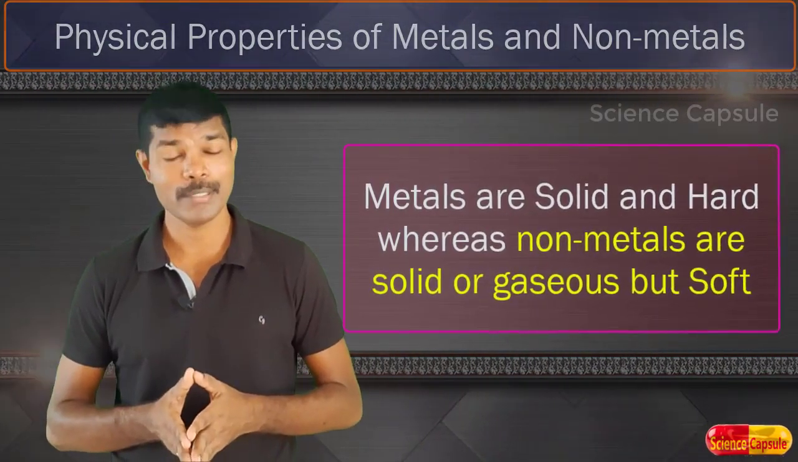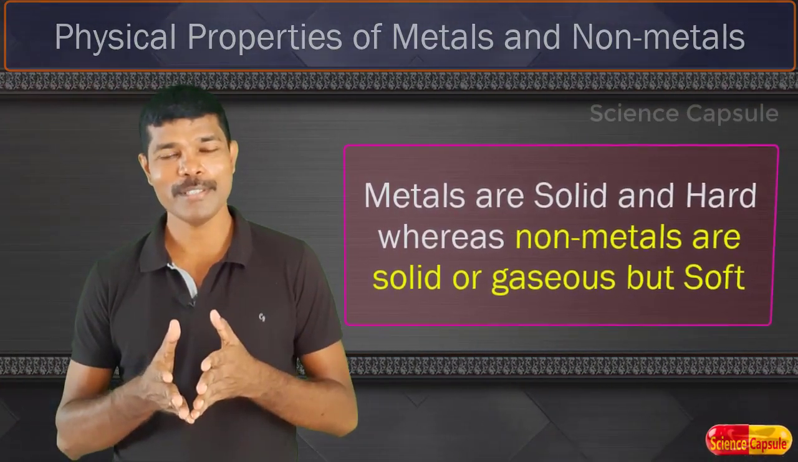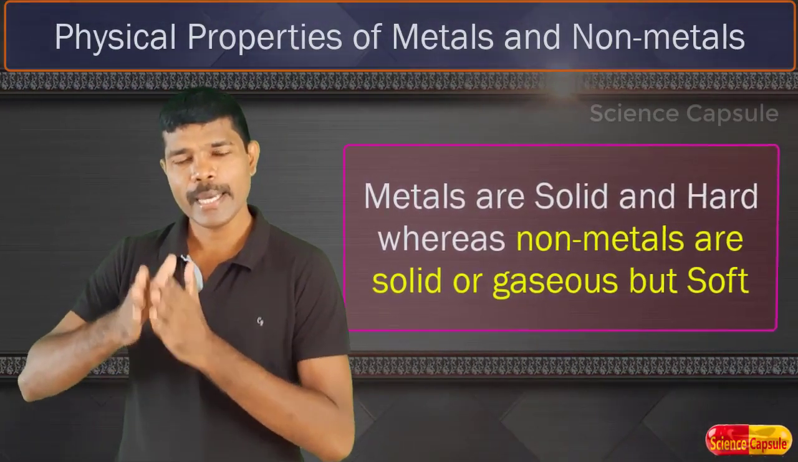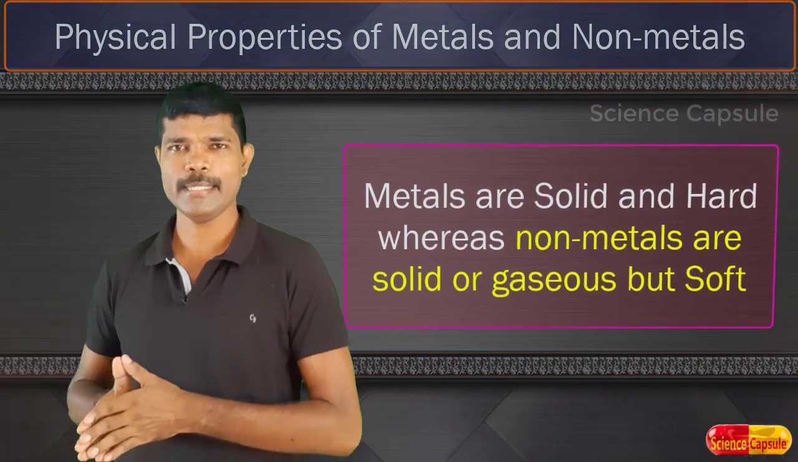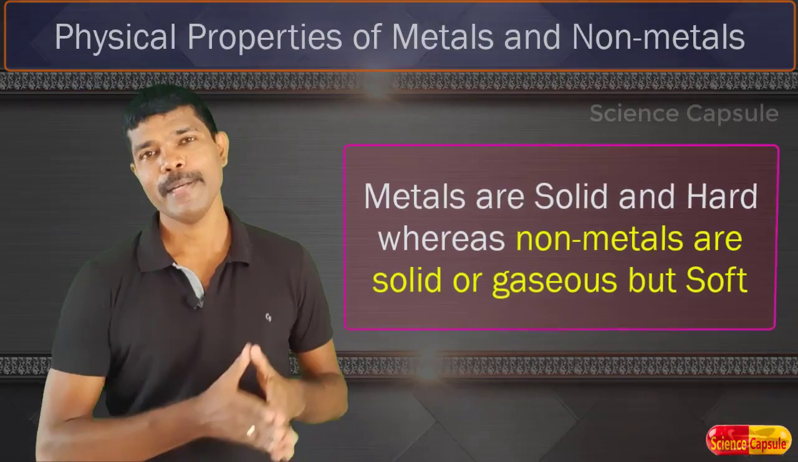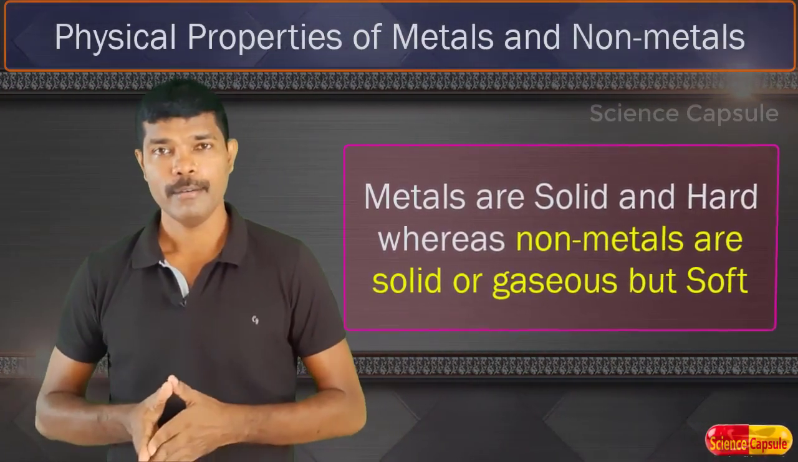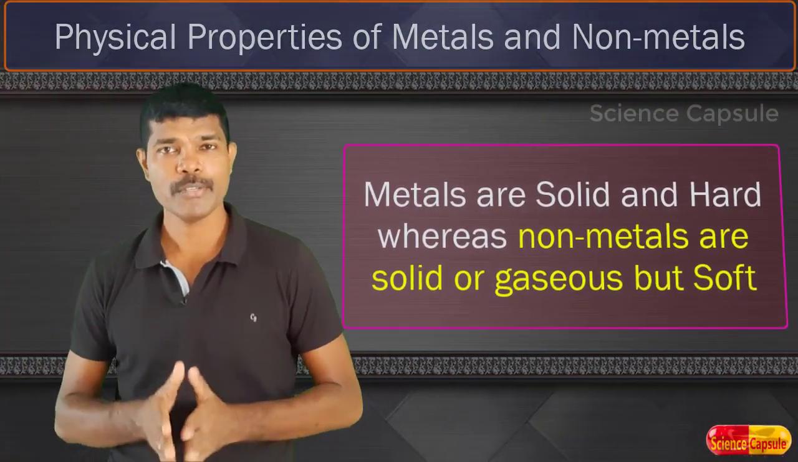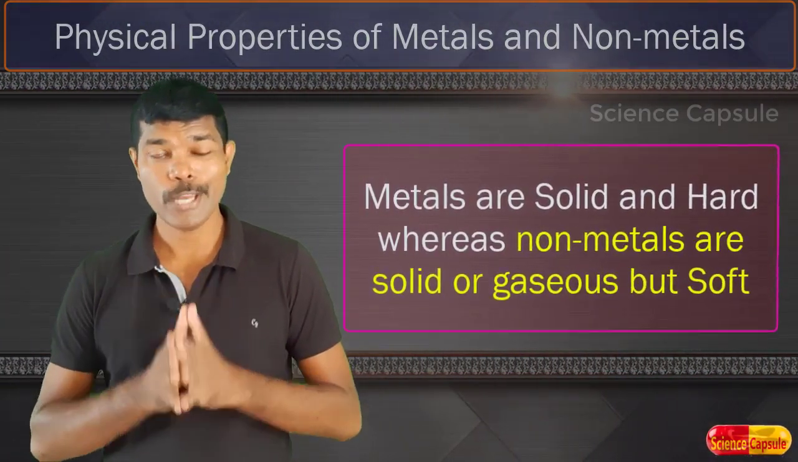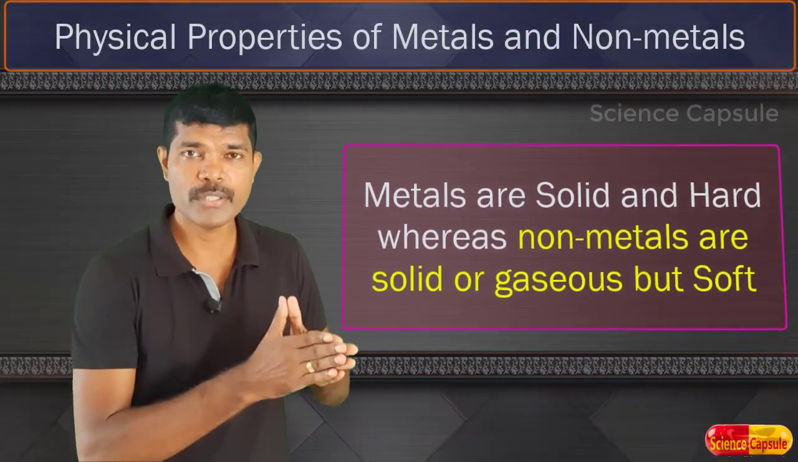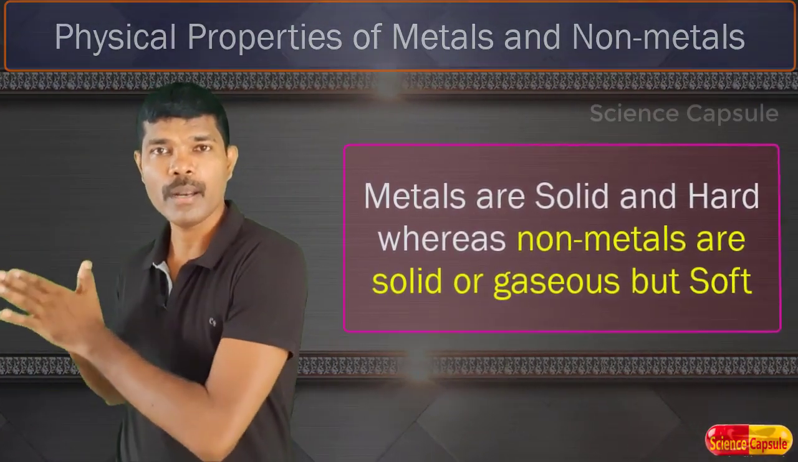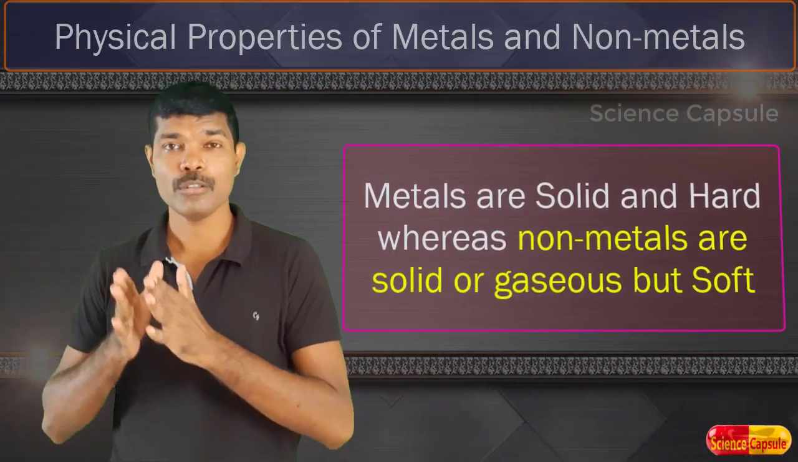Carbon is an example which exists in solid state. Oxygen exists in gaseous state. So all the non-metals exist either in solid state or gaseous state, not in liquid state. Whereas all the metals exist in solid state, not in gaseous state. Some exceptions are there which we will see in the next section. So basically, metals exist in solid state and they are hard, whereas non-metals exist in solid or gaseous state and they are soft in nature.